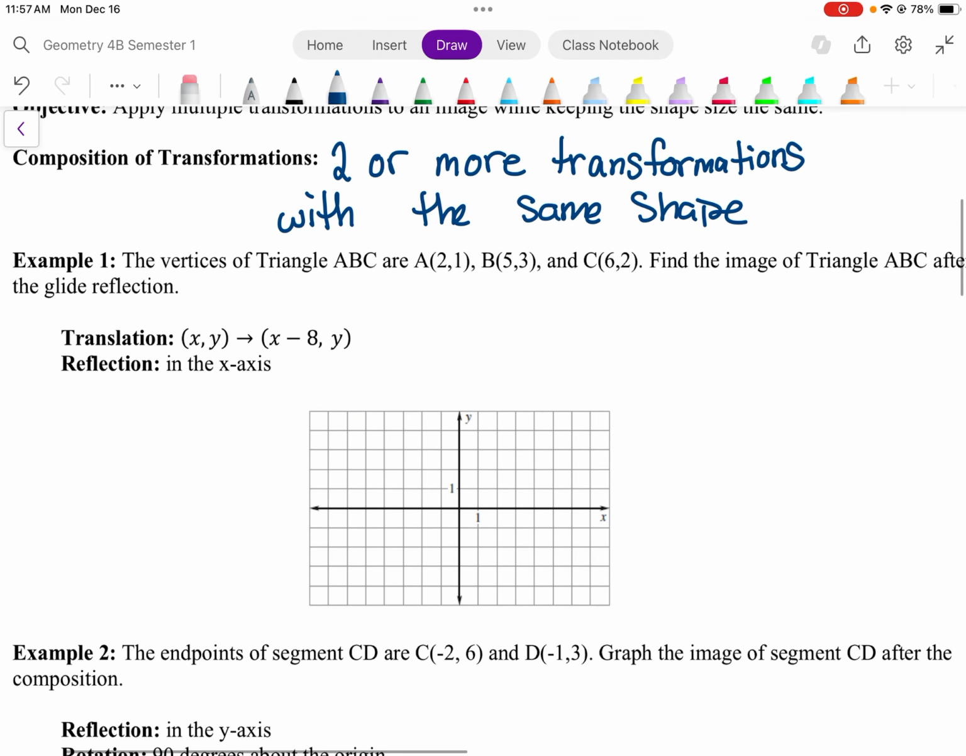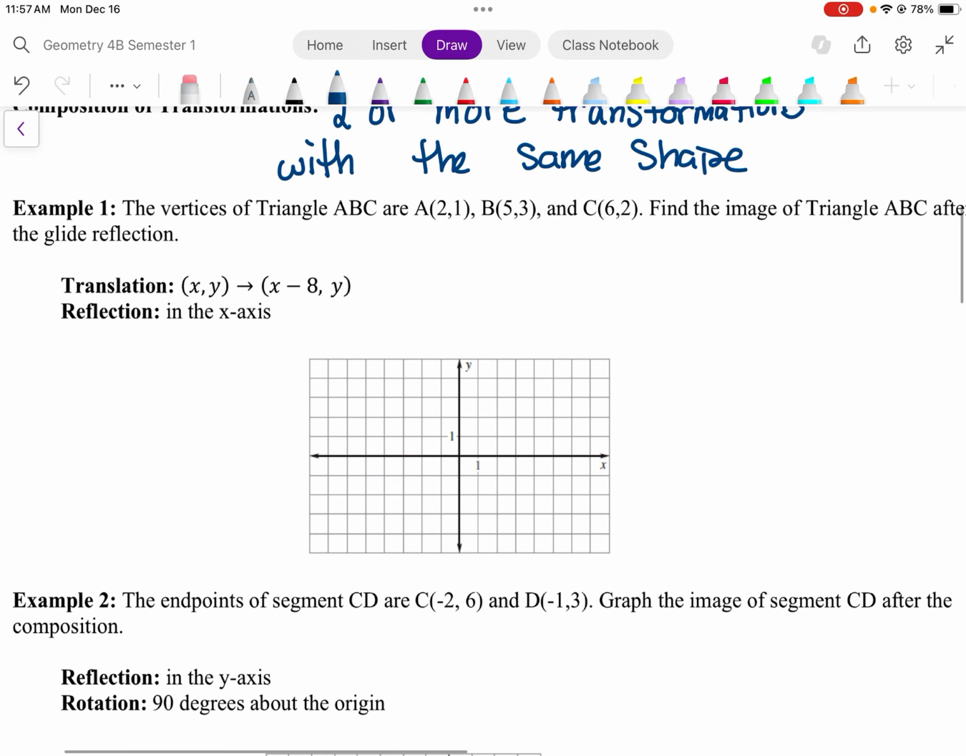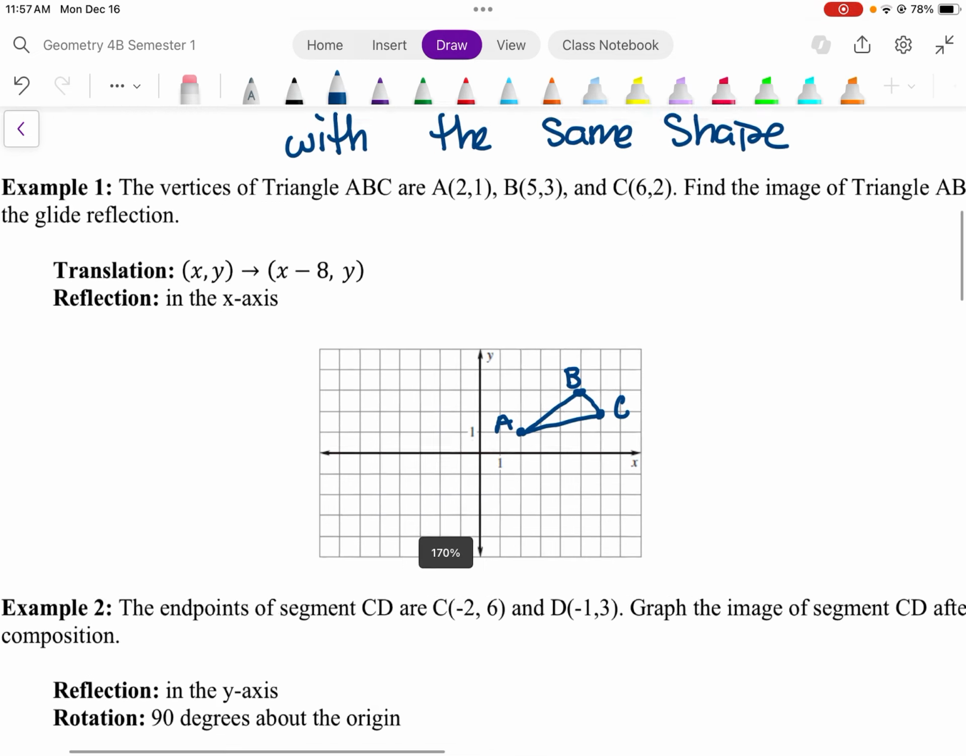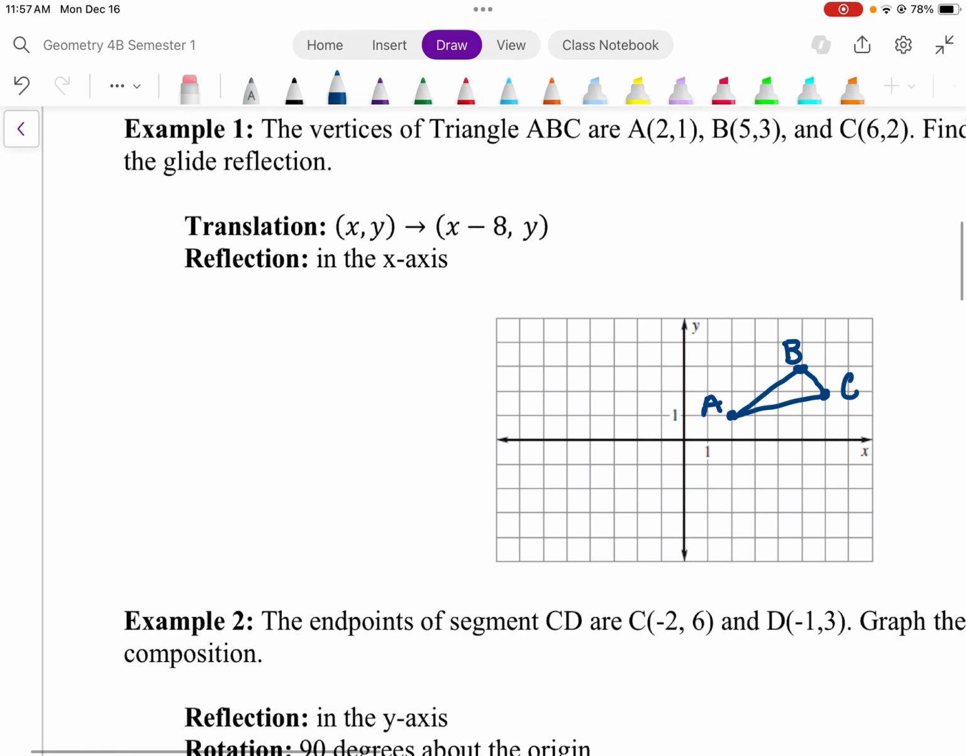our points. So for example 1, they're giving us the vertices of triangle ABC with A is at 2, 1, B is at 5, 3, and then C is at 6, 2. When you put your points on the grid, make sure you are labeling them. Part of the points that you'll receive on the test or the quiz is for your labels.